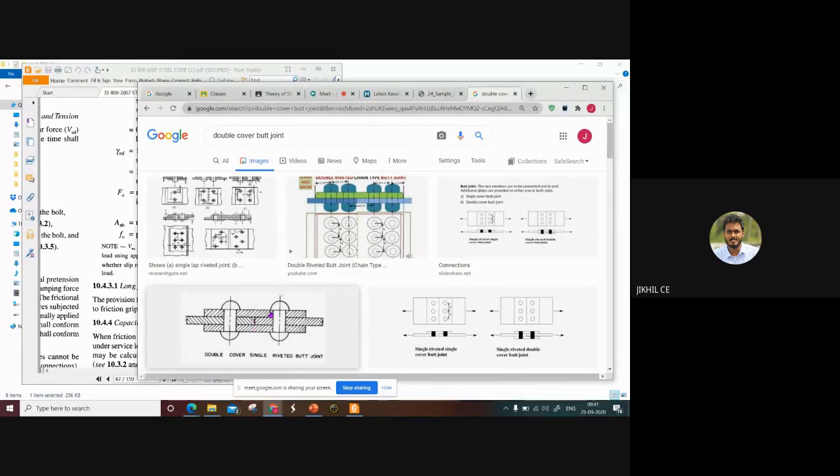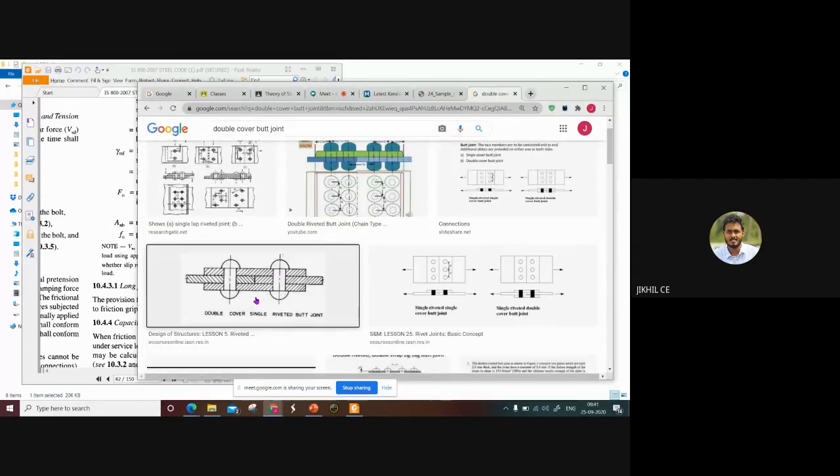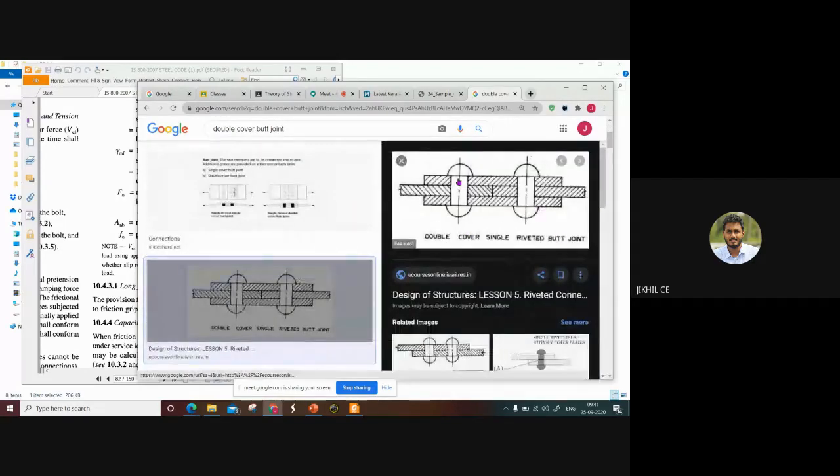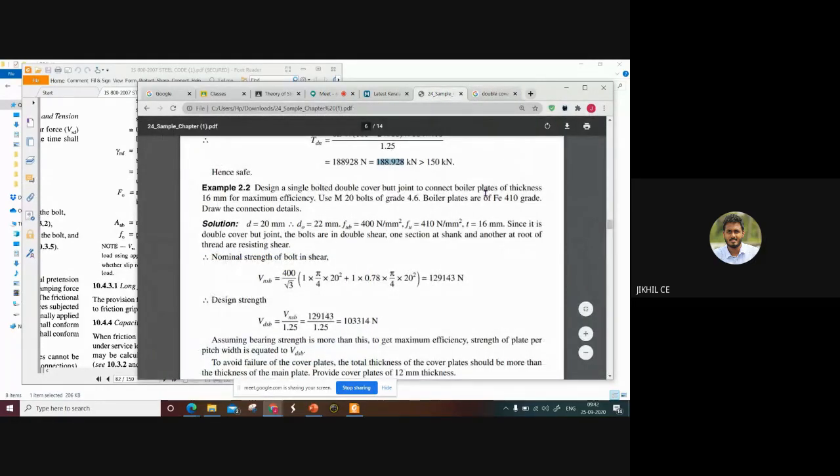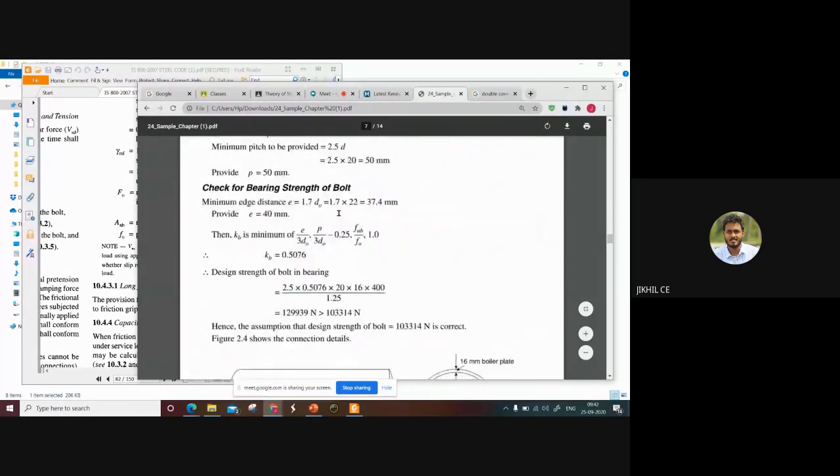Okay, it looks like this. This is for rivet, but you assume that this is a bolt. It is a double cover, single butt joint. To connect two boiler plates of thickness 16 mm for maximum efficiency, use M20 bolt of grade 4.6. Boiler plates are of Fe 410 grade. Draw the connection details. We'll see how it looks like.